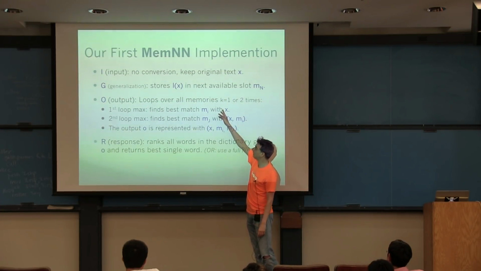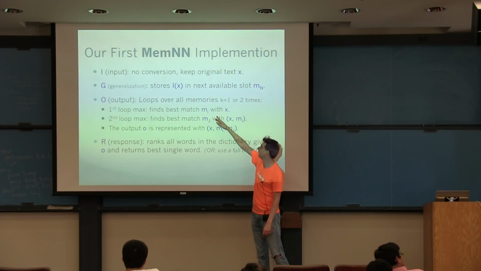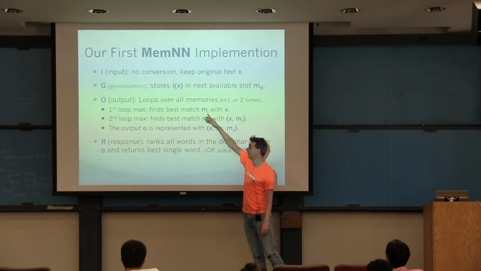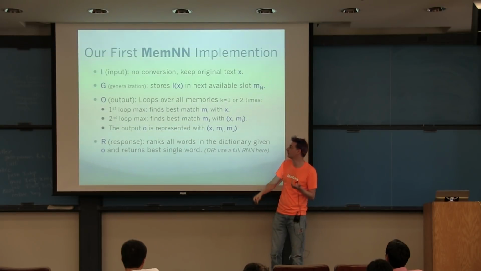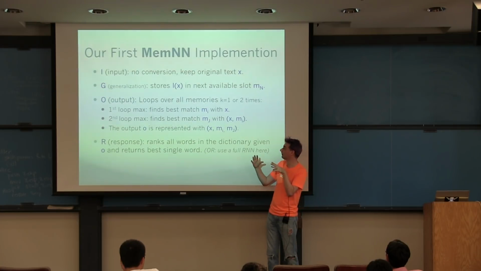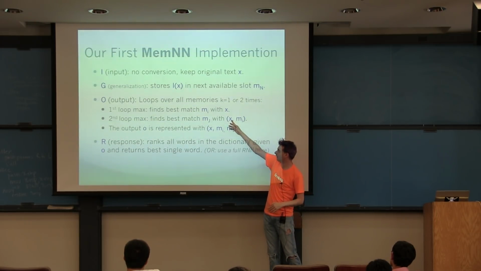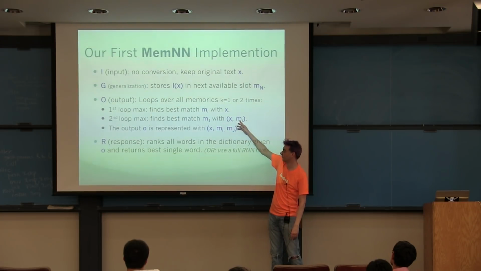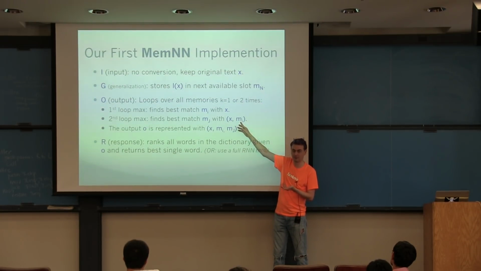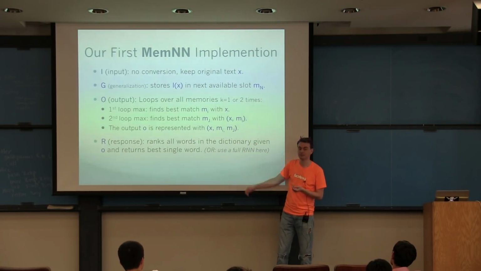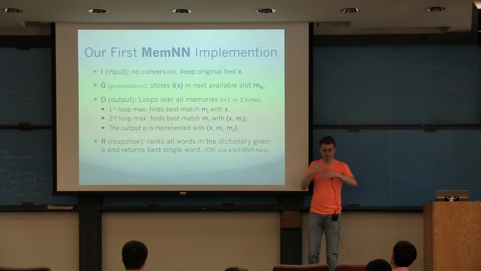That's the first loop. Then in the second loop, after we found the maximum scoring MI, the best supporting fact from the first loop, we're going to have another little neural network matching all the possible candidate memories. It's going to run through all the memories and match them, but now not only with the input X, the question, but also with the first supporting fact that we found on the first hop. That's how we're going to be able to solve these kinds of two-hop things, where we need to know that John picked up the football to find where John actually was.